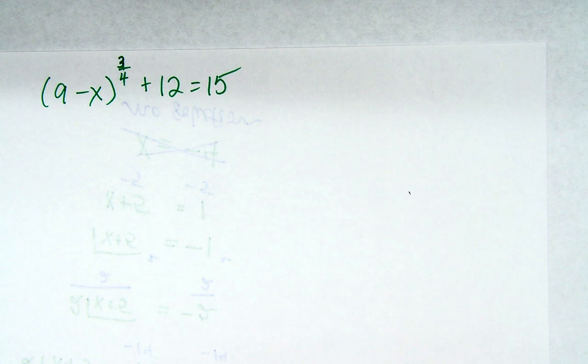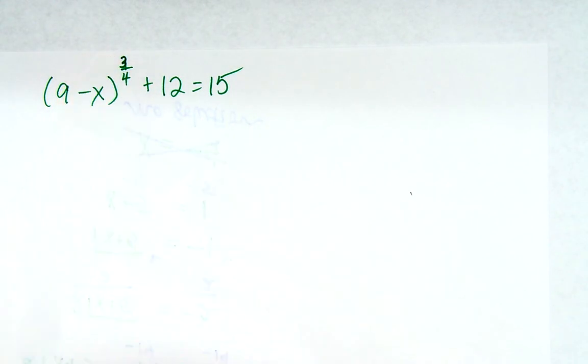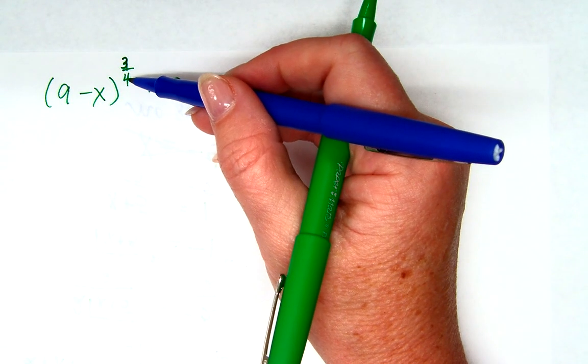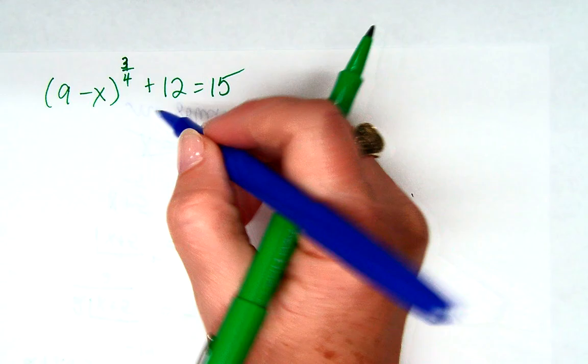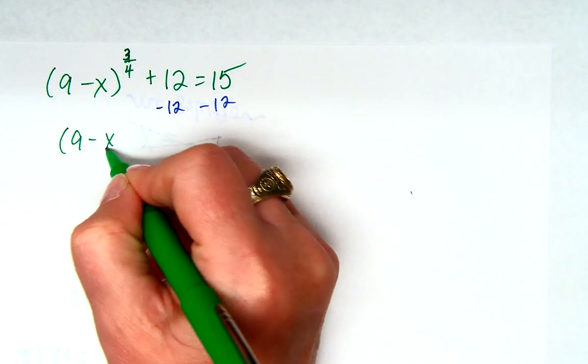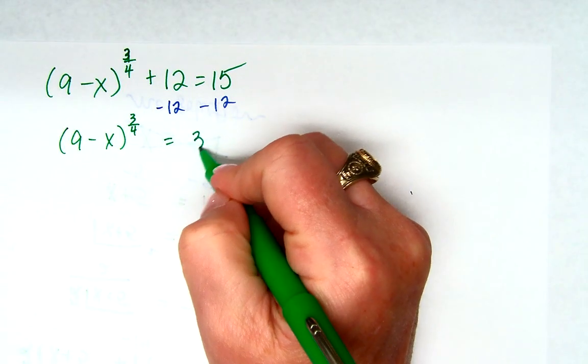We're not going to do this problem all the way. You need to see what to do at the beginning. So what do I do first? First we have to isolate the root, right? So you guys are telling me subtract 12 from both sides. And in this case, is there a root? Well, there's a parenthesis with a power, so isn't that what I need to isolate? Isn't it really a 4th root, since it's a fractional exponent? So when I subtract 12 from both sides, what I get is 9 minus x to the 3/4 power equals 3.